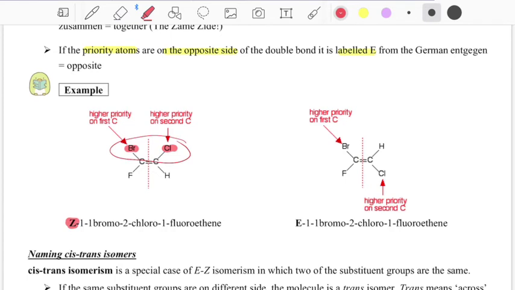And on the right hand side, again, bromine should have a higher priority, so we highlight it, and chlorine should have higher priority, and we label it. Now we can see the two priority atoms are on different sides of the double bond. Hence, we name this molecule as E isomer. So that's how we assign Z or E to the molecule.